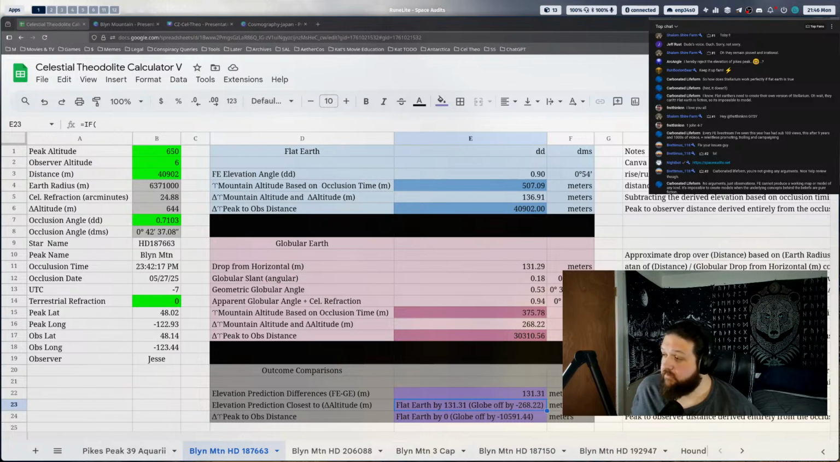Indubitably. Okay. Yeah, it's like, here's your oblate spheroid.